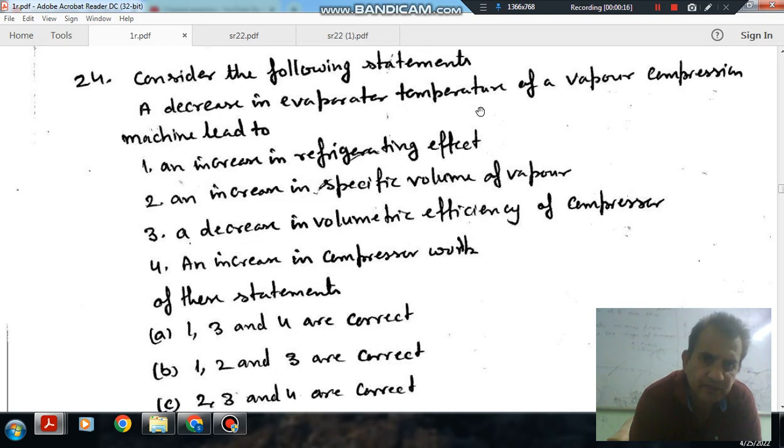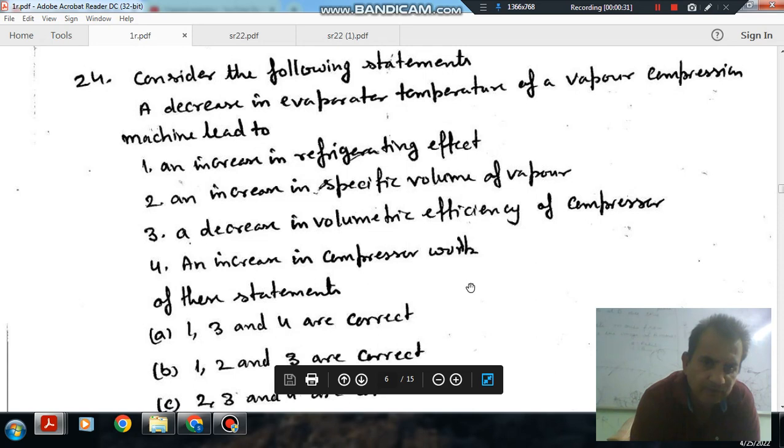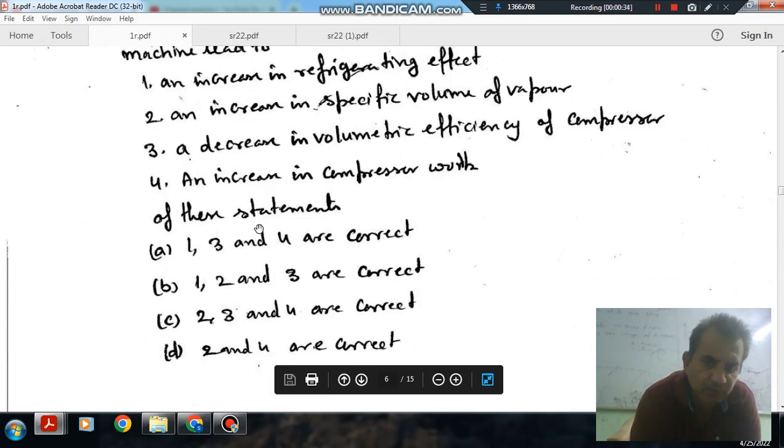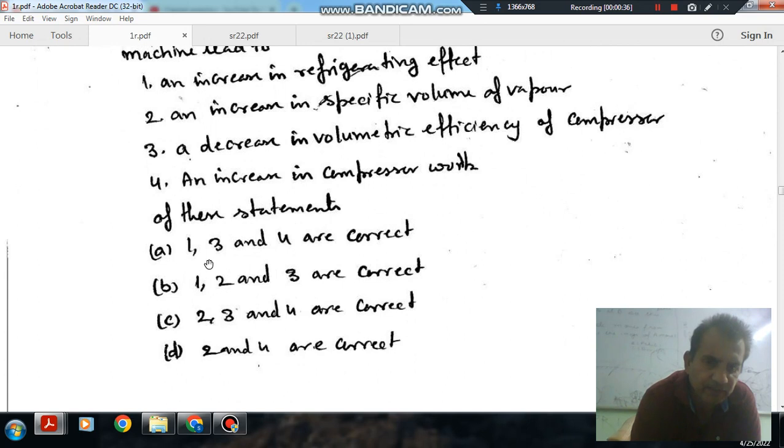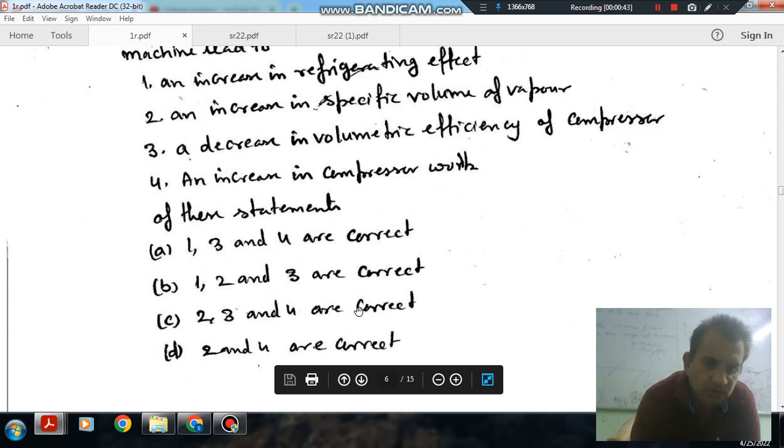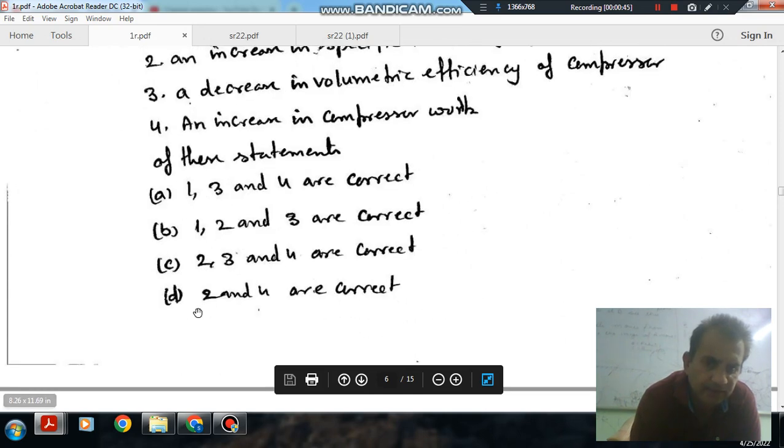A decrease in evaporator temperature of a vapor compression machine leads to: 1. An increase in refrigerating effect, 2. An increase in specific volume of vapor, 3. A decrease in volumetric efficiency of compressor, 4. An increase in compressor work. Of these statements, option A: 1, 3 and 4 are correct. Option B: 1, 2 and 3 are correct. Option C: 2, 3 and 4 are correct. And D: 2 and 4 are correct.